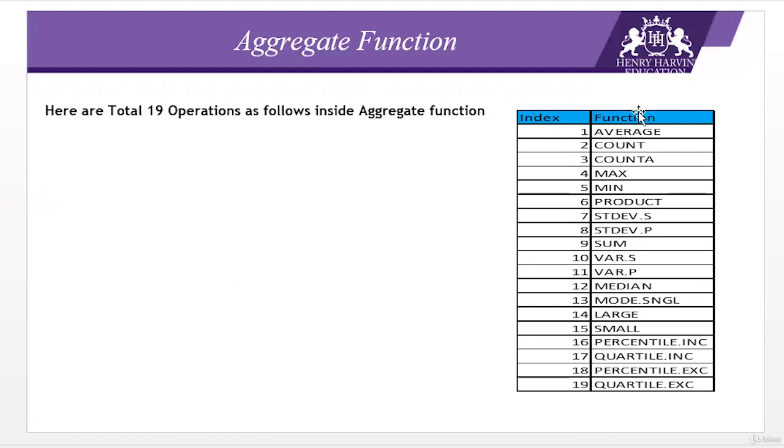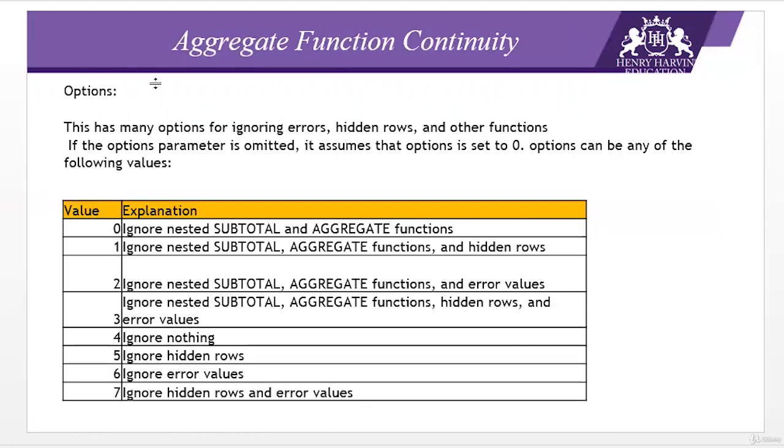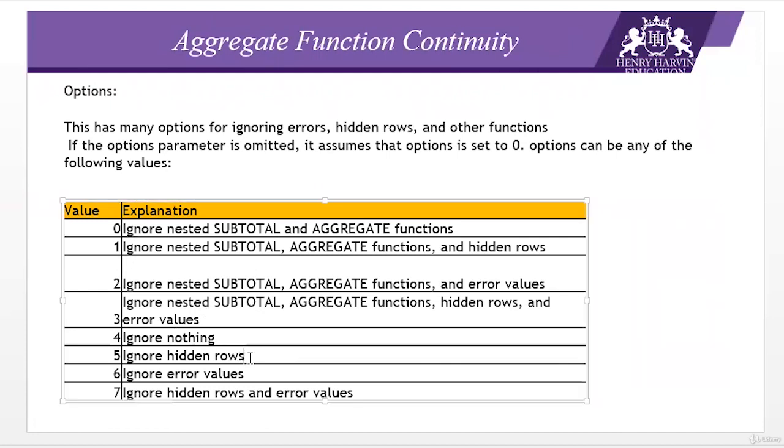All other options are there, where you can select the array and select the options. Options means, for example, if you have the data filtered, you can use ignore hidden rows, ignore error values. All right.